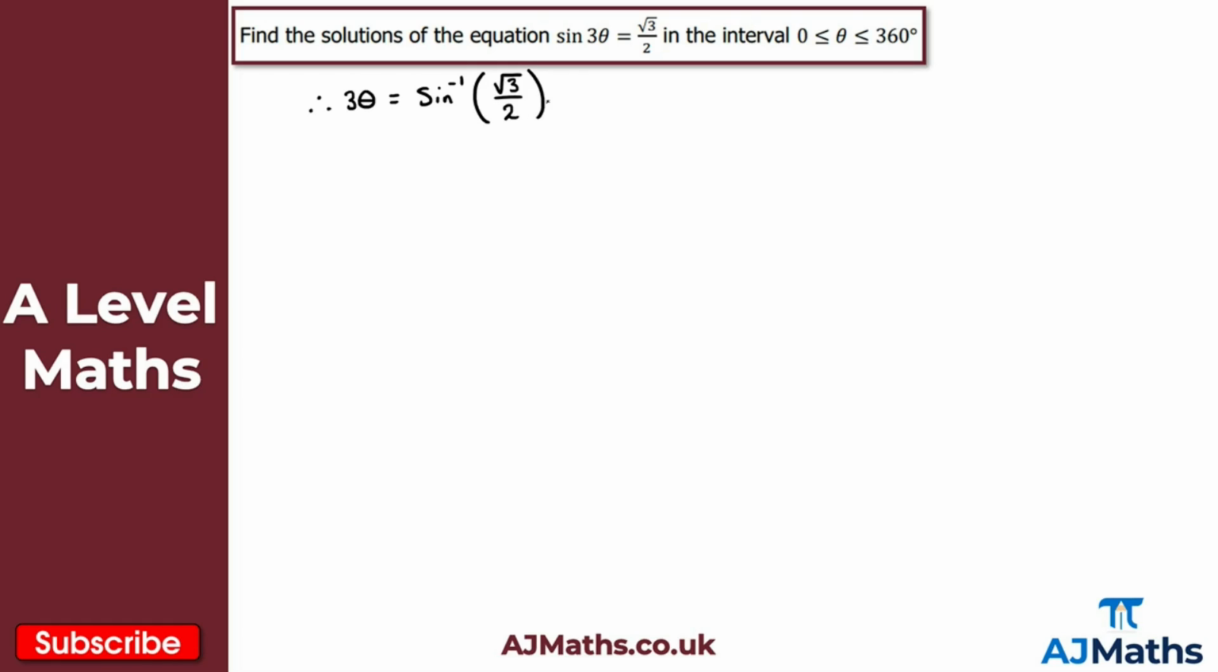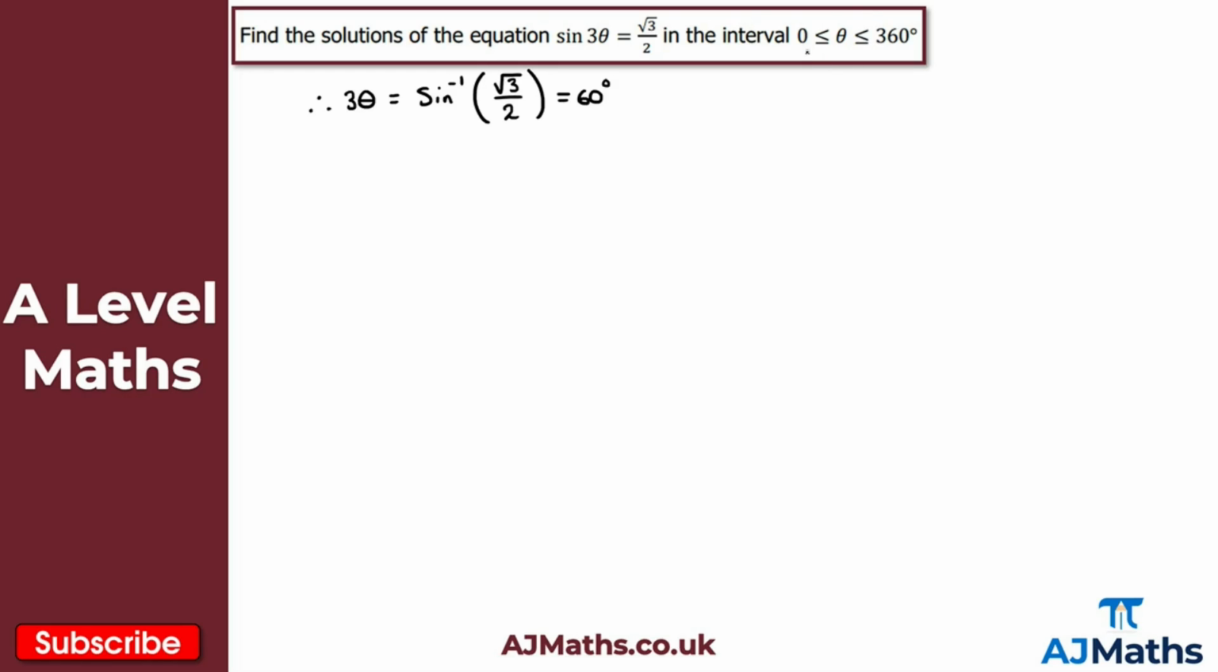What you're going to do here is use your calculator. So if you do this, you would get 60 degrees here. So sine inverse of root 3 over 2, you should get 60 degrees. So what we need to do now is just consider something important here. The solutions that I'm finding here are for 3 theta. Now we're looking to solve here for theta.